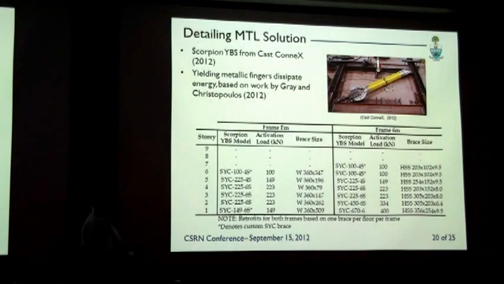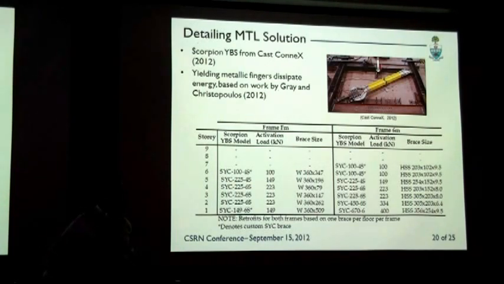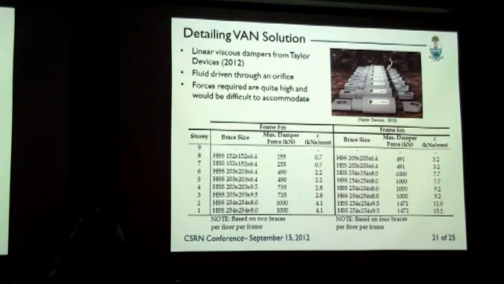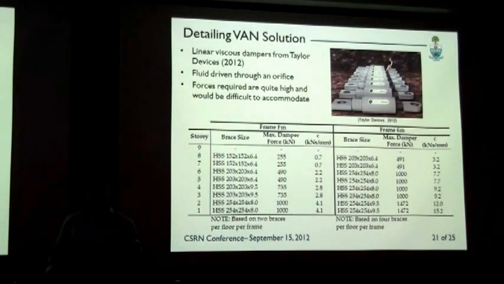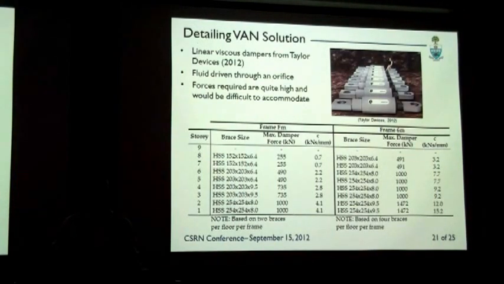Now, for the hysteretic solution, what we could do is use commercially available products like the Scorpion yielding brace, the Scorpion YBS system from Cascanex, based on recent work by Drs. Gray and Kyriakopoulos. What these do is basically they dissipate energy through yielding fingers. It's quite the system. So these are just the model type and brace size that we could use. And then for the Vancouver linear viscous solutions, I love that photo. There's just, straight out of their catalog, maximum damper forces and brace sizes required to satisfy my required levels of damping per floor.